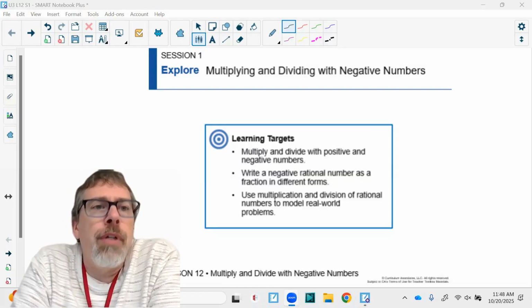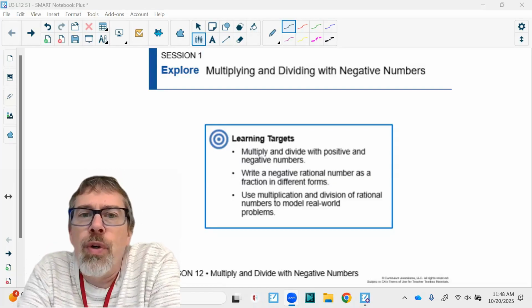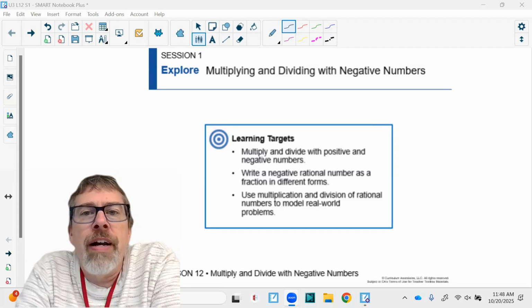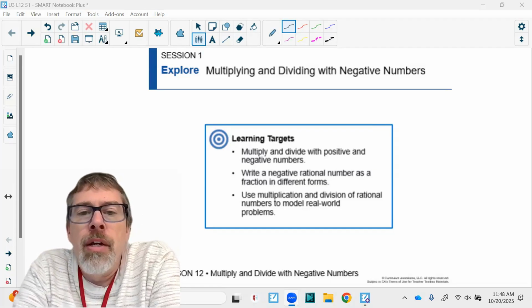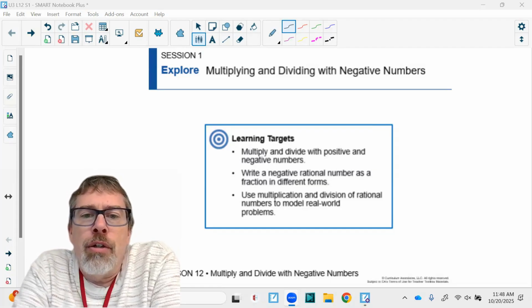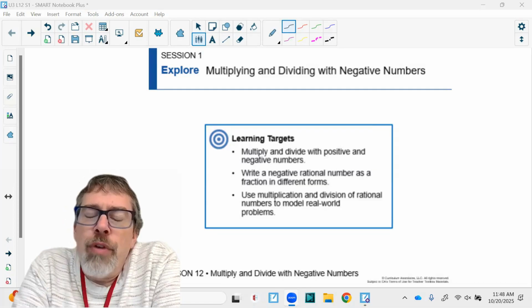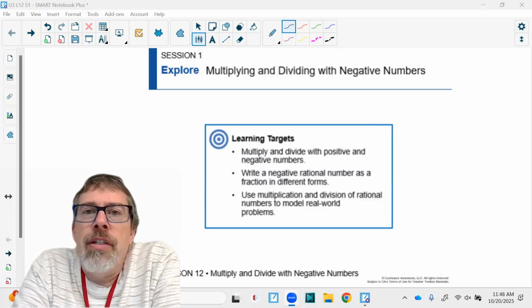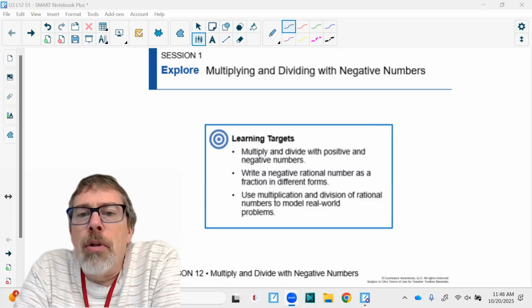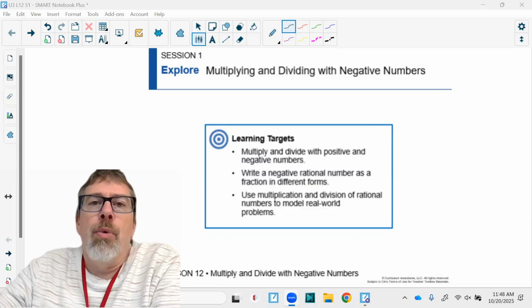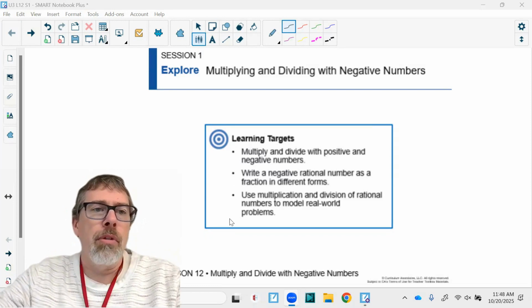This is Unit 3, Lesson 12, Session 1, multiplying and dividing with negative numbers. So the learning targets include multiplying and dividing with positive and negative numbers. Write a negative rational number as a fraction in different forms. Use multiplication and division of rational numbers to model real-world problems. So let's take a look.